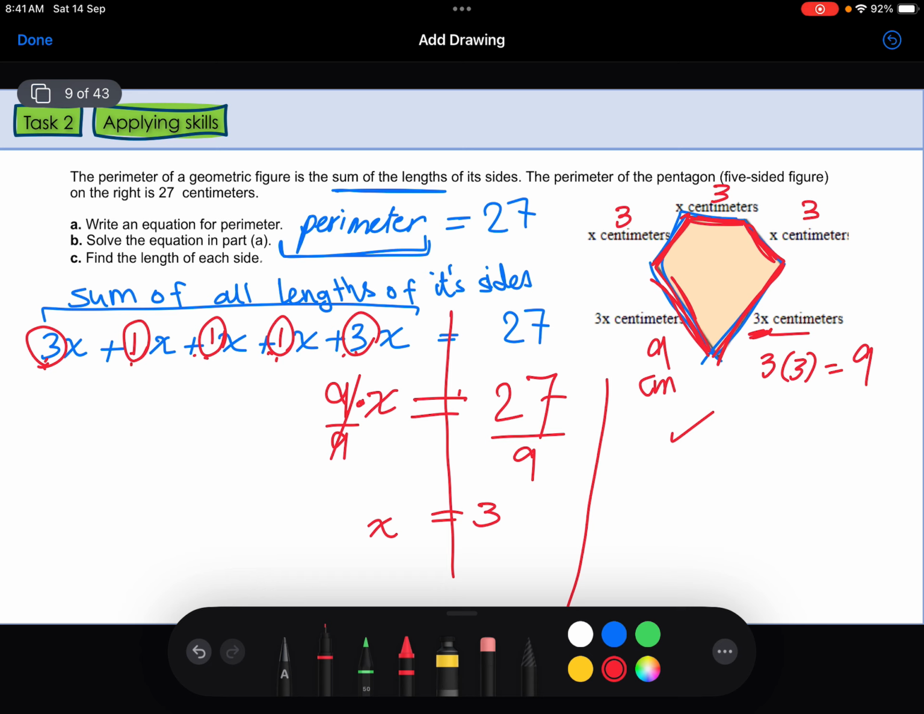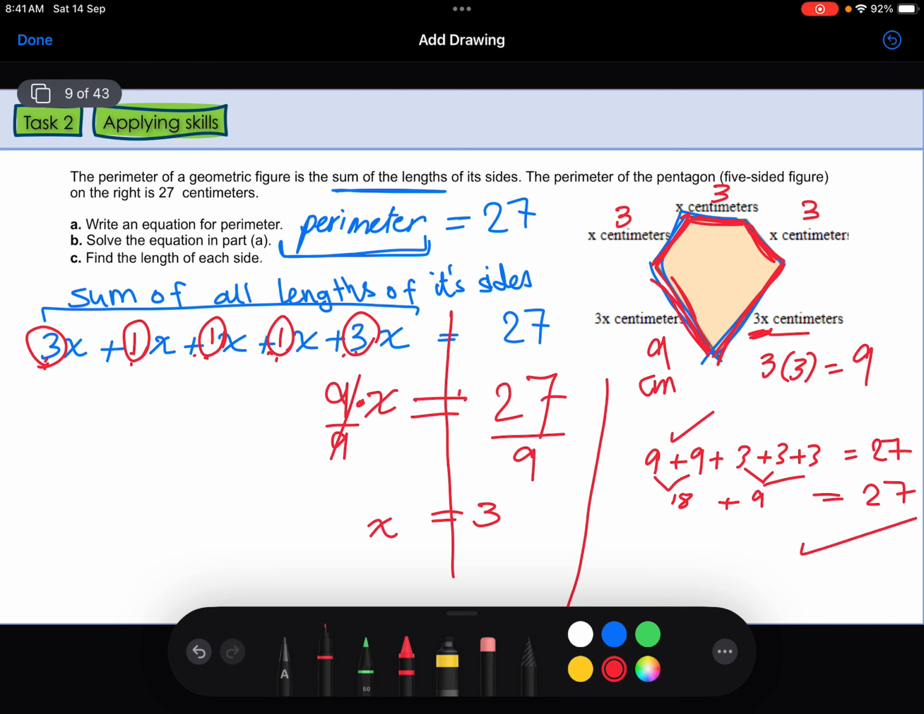If you want to double check, you check that 9 plus 9 plus 3, 3, 3 gives you 27. Is it right for the perimeter? It's going to end up being 27. Let's see. 9 and 9 is 18. 3 plus 3 plus 3 is 9. 18 plus 9 is actually 27. Then my answer is correct.